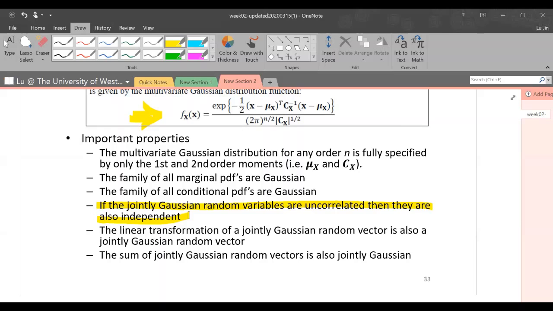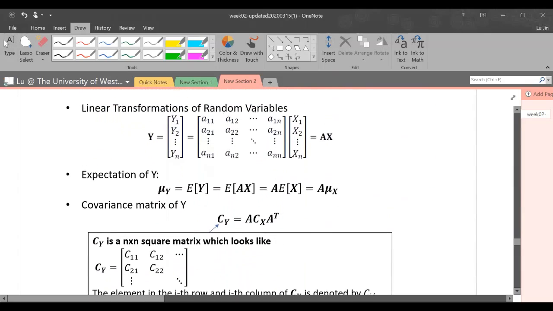Finally, the sum of jointly Gaussian random vectors is also jointly Gaussian. So if you have two vectors of Gaussian distributed random variables, the summation of them is also another Gaussian distribution. These are important properties regarding the Gaussian distributed random variable vectors.